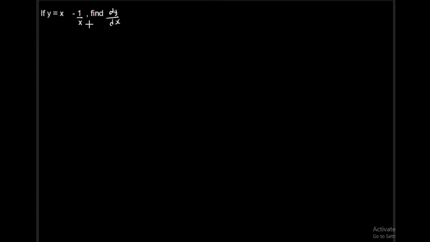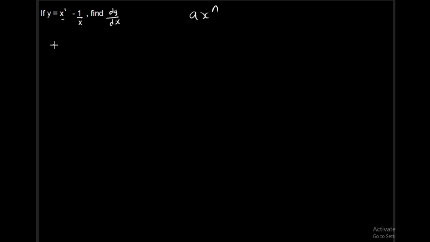Now moving on to the next question here, we have y equals x minus 1 over x. Find dy/dx. So we have this. It has power 1. It has coefficient 1. How about this? This is a fraction. So we need to ensure it's in the form ax raised to the power n before we can differentiate.